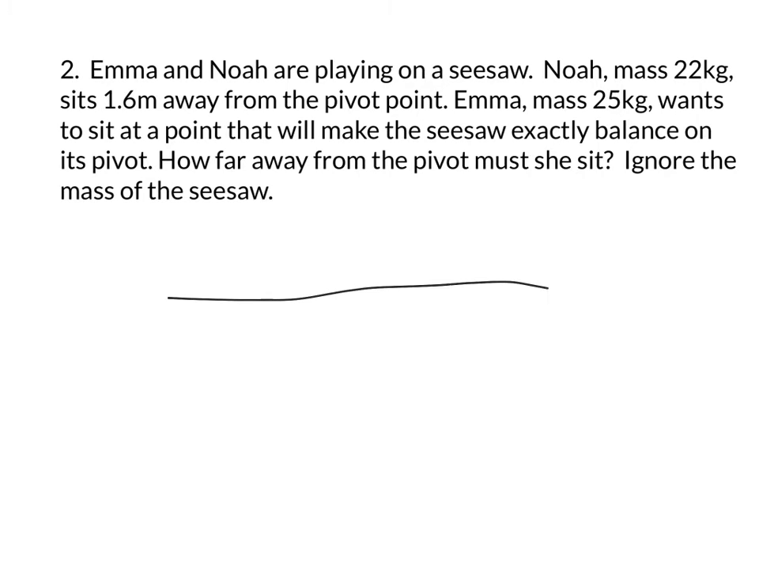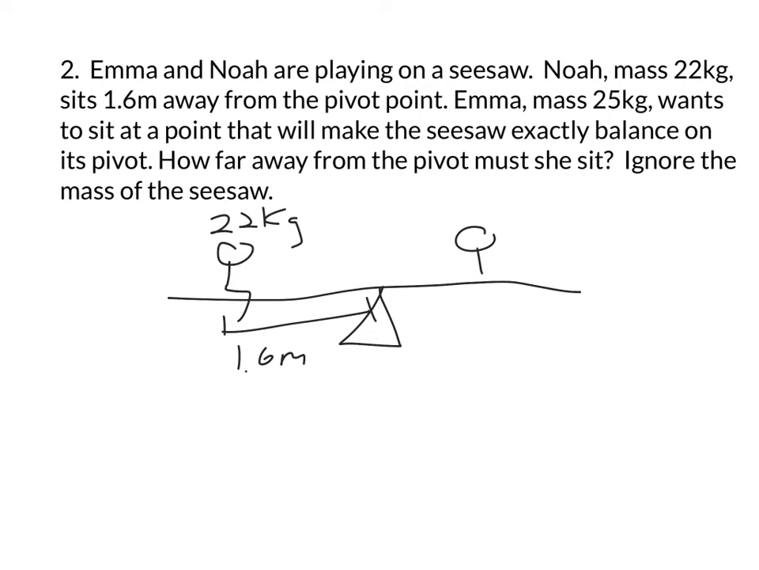Here is our seesaw. We will put Noah on the left. There he is. And we know that he is away from that pivot point 1.6 meters. And we know he has a mass of 22 kilos. We will put Emma on the right, because girls are always right. And she has a mass of 25 kilos, but we do not know where she is going to sit other than that she has to balance it.